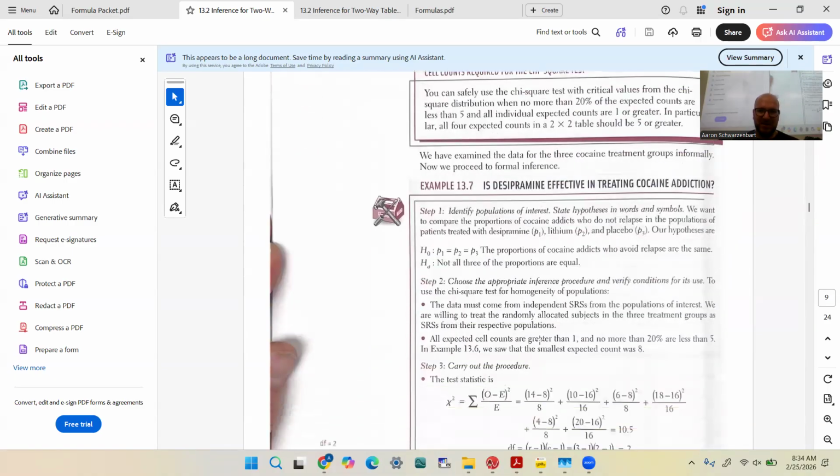So completing the whole chi-square test. Identify the population of interest, state the hypothesis. So H naught: P1 equals P2 equals P3. The proportion of cocaine addicts who avoid relapse are all the same is your H naught. Basically, none of these treatments are any different. H A: not all three proportions are equal.